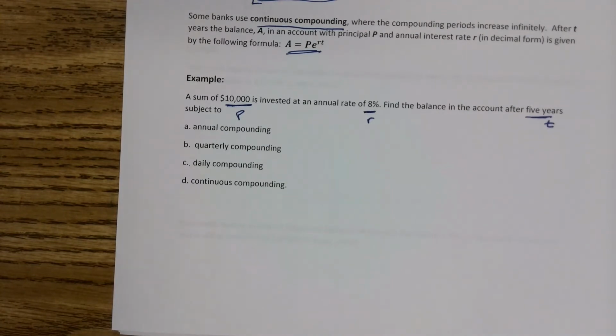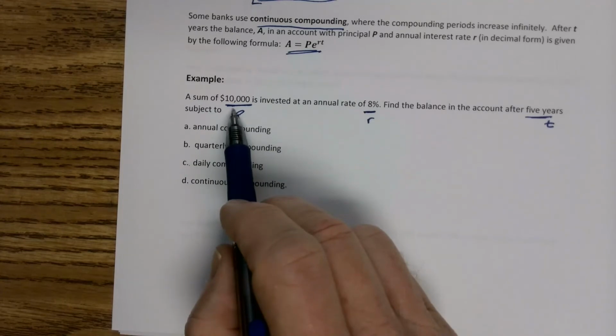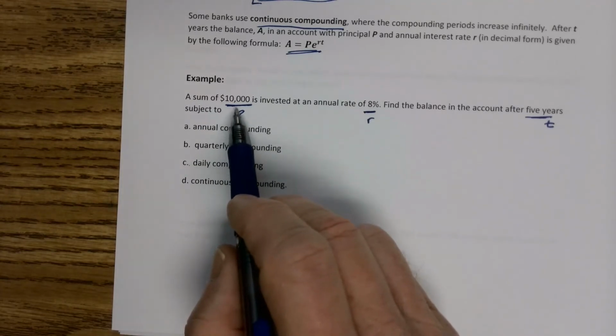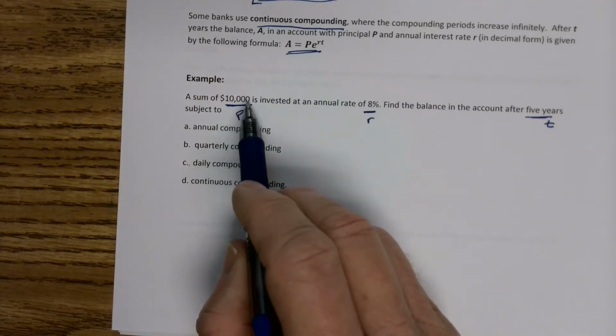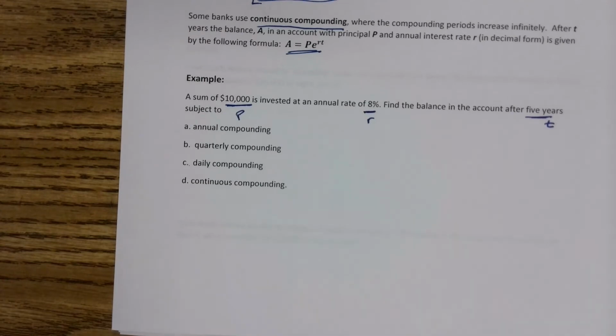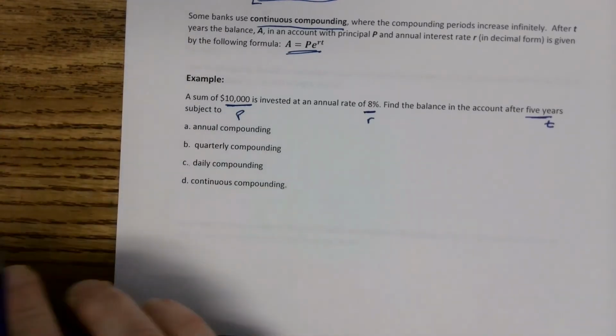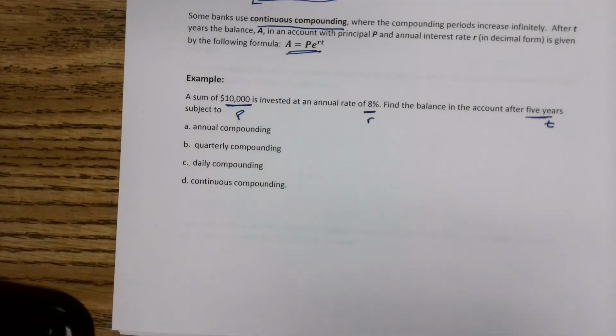Okay? So you also won't come up with $10,000.05 or $10,003. That doesn't make sense either. So let's make sense of our answers.